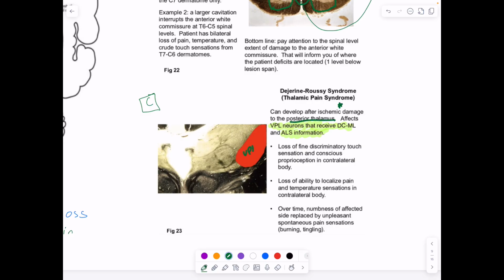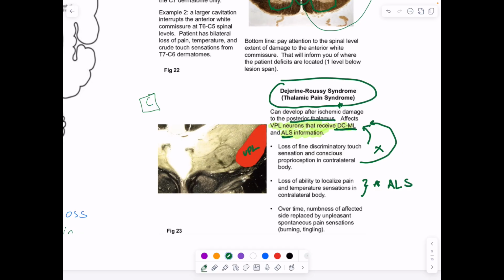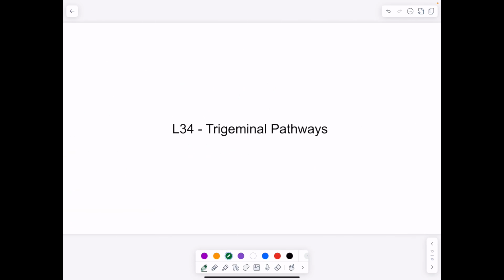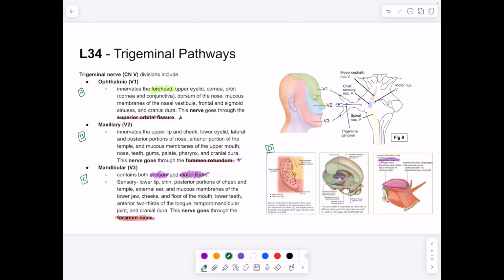And so if you're damaging VPL, then you're going to damage neurons that receive DCML and ALS information. And so loss of fine touch from DCML, loss of conscious proprioception, and then difficulty localizing pain and temperature, and that's from ALS, but not good. So Dejerine-Roussy syndrome is something wrong with the thalamus, and it's going to affect both DCML and ALS, but it's the VPL neurons in particular of the thalamus. So if that's an issue, DCML and ALS are going to have a problem. All right, so moving on.